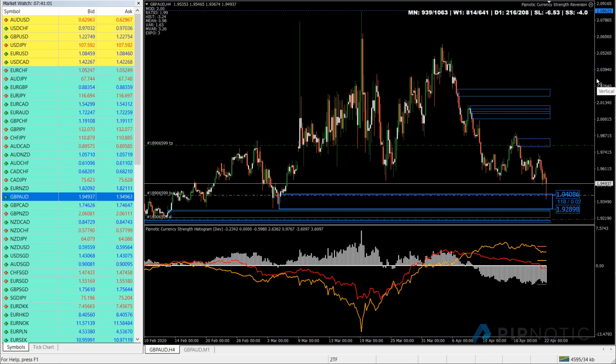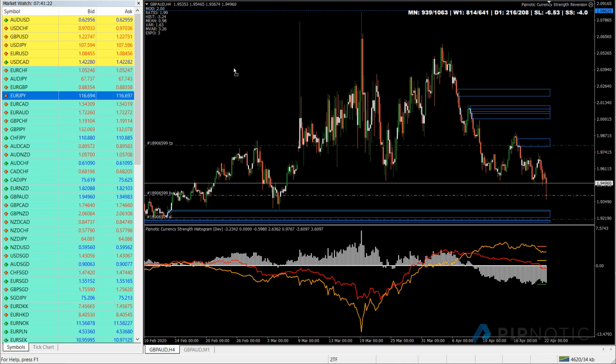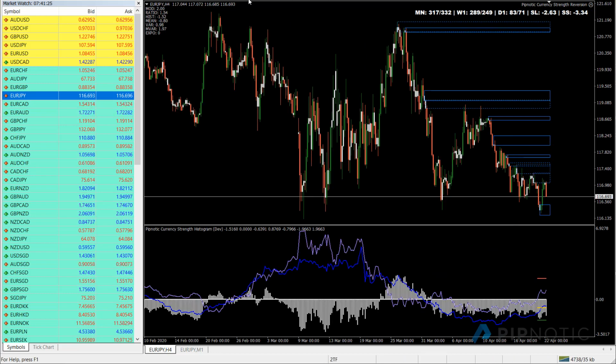Okay, I've already taken some of the trade off, actually, most of it. So I left a slither in to let that go. But it's remarkable how it works. I also got into a Euro Japanese yen trade yesterday based on the exact same information.